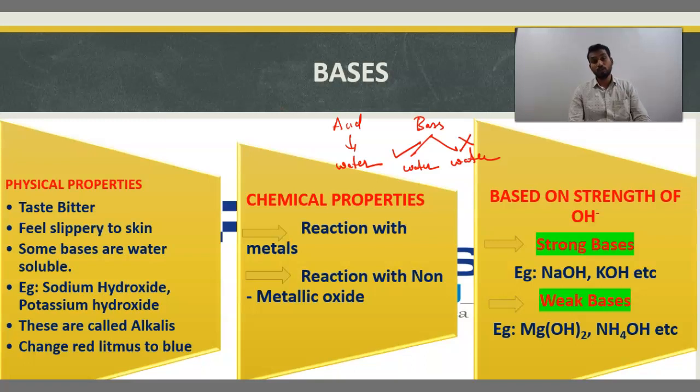The bases which are soluble in water are called alkalis. Example, sodium hydroxide and potassium hydroxide. And what is the change in the litmus we can find over there? They change into blue color. Red is going to change into blue color.